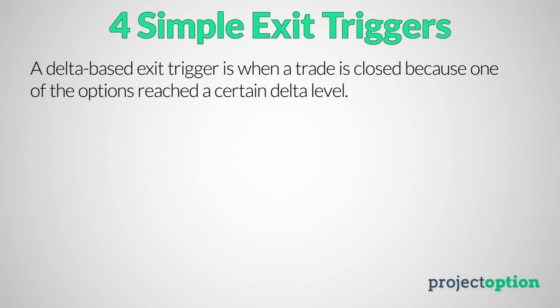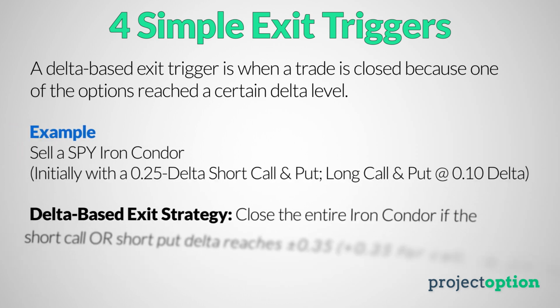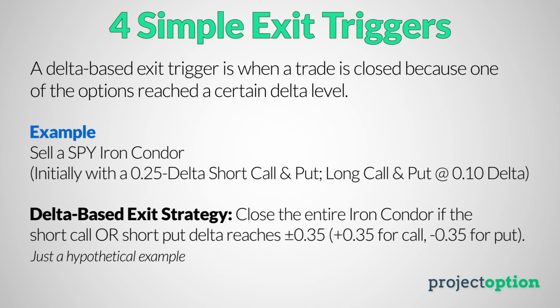For example, let's say my strategy is to sell iron condors on SPY, and I like to sell the call option with a 0.25 delta and sell the put option with a negative 0.25 delta, in which case I could use a delta-based exit strategy, meaning that I would close the iron condor position altogether if the short call delta or the short put delta reached a certain level.